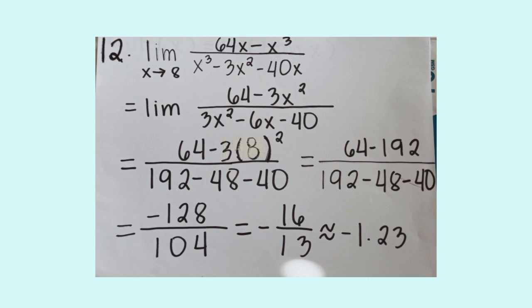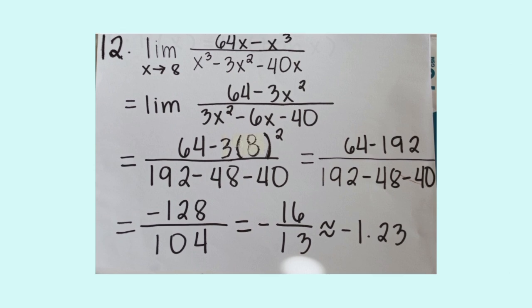And so, the limit becomes the limit of (64 minus 3x squared) all over (3x squared minus 6x minus 40) as x approaches 8. Now, we substitute x equal to 8 into the expression. 64 minus 3 times 8 squared all over 3 times 8 squared minus 6 times 8 minus 40.